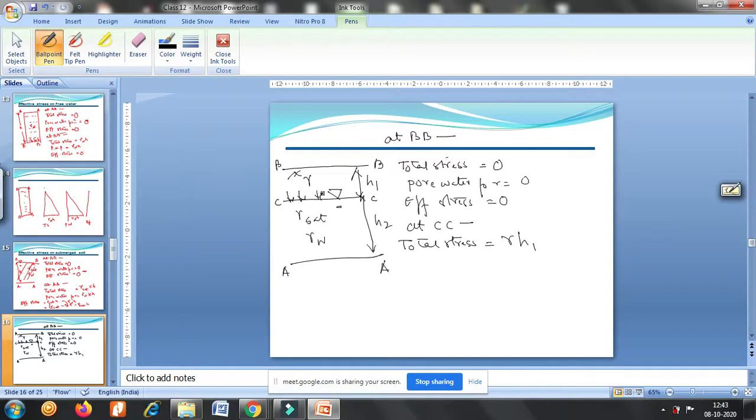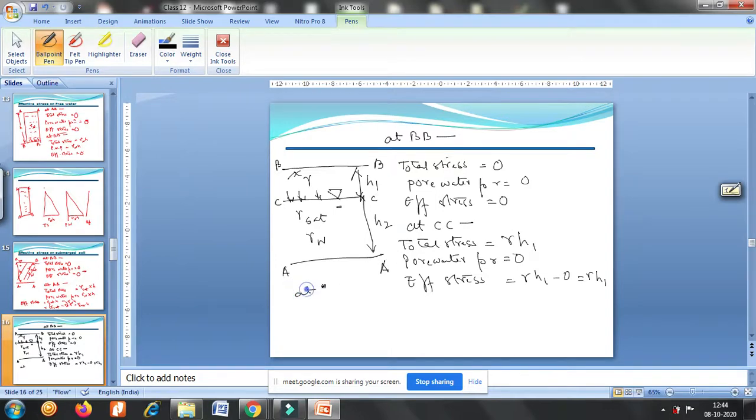That means we have considered the soil as the dry soil, and the unit weight of the soil is given as the gamma. So it is gamma into H1. Then what is the pore water pressure? Because in this one there is no water present, the pore water pressure is 0. So what is the effective stress? That is equal to gamma into H1 minus 0. So it is gamma into H1. Okay. So from that one we find out at the CC level it is gamma into H1.